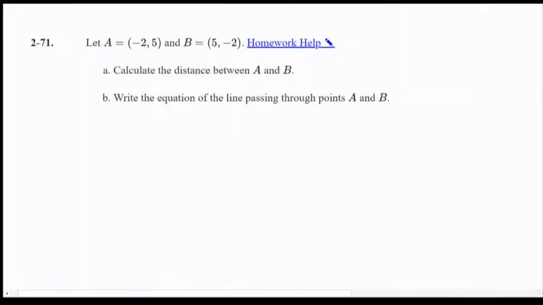Here we're given 2 points, A and B, and we're asked to do two things with them. First, calculate the distance between A and B, and then write the equation of the line. So let's start with the distance.